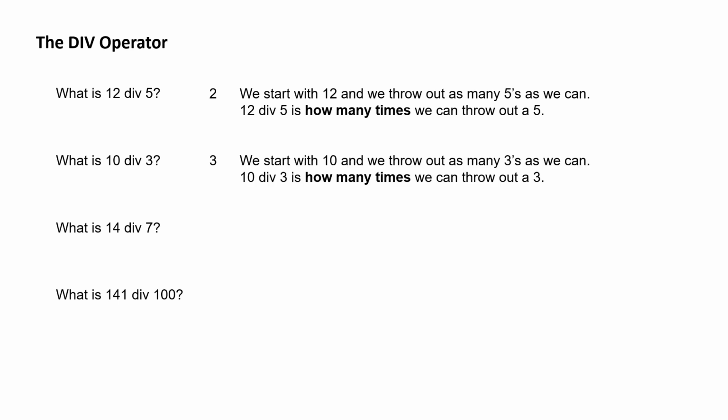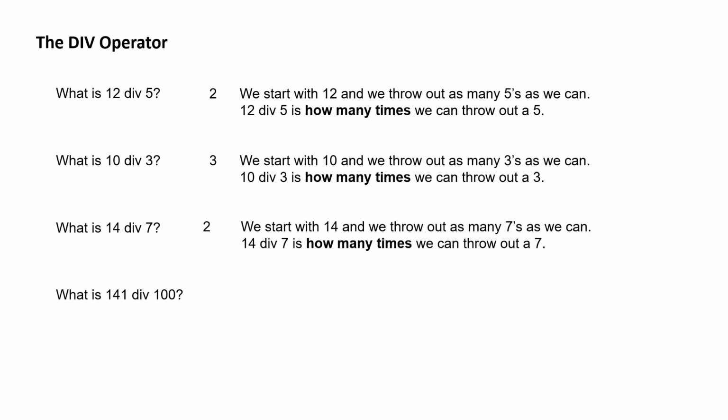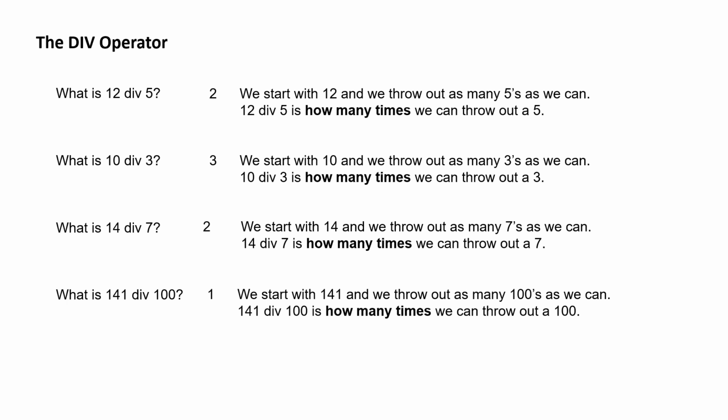Here, 10 div 3: how many times can we throw out a 3 before going below 0? We could throw out 3 3s, so we would say the answer is 3. The next one, what is 14 div 7? Well, how many times can we throw out a 7? That would be 2 times. And what's 141 div 100? How many times can we throw out 100? That would just be 1 of them.